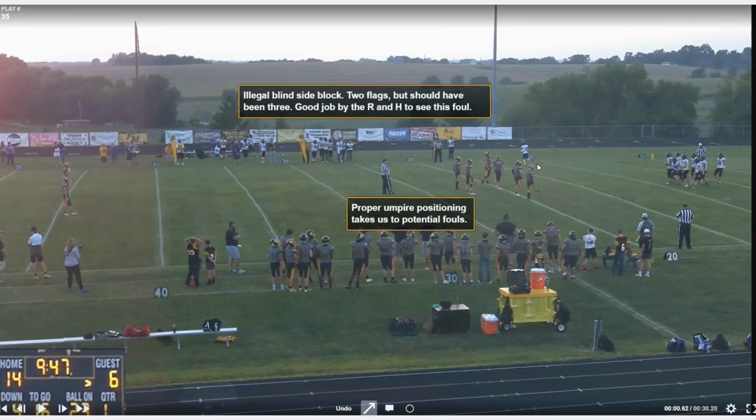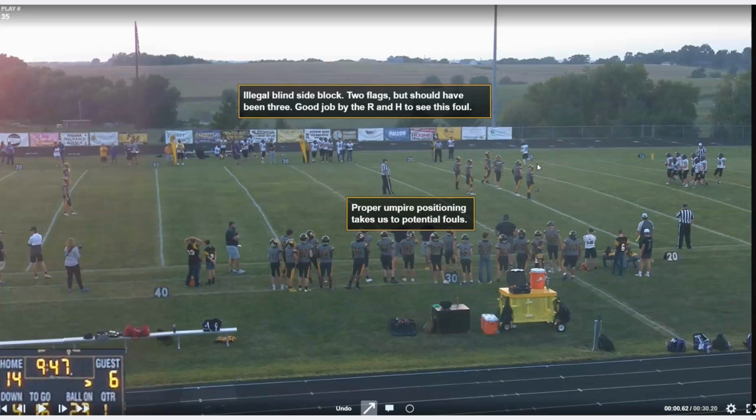Umpires, you have to remember, you are not responsible for the runner. You should not be looking at the runner. You should not be looking at the ball carrier. You're not responsible for that action. That's our wing officials who are responsible for forward progress and action on and around the runner. We need you to focus on blocks.